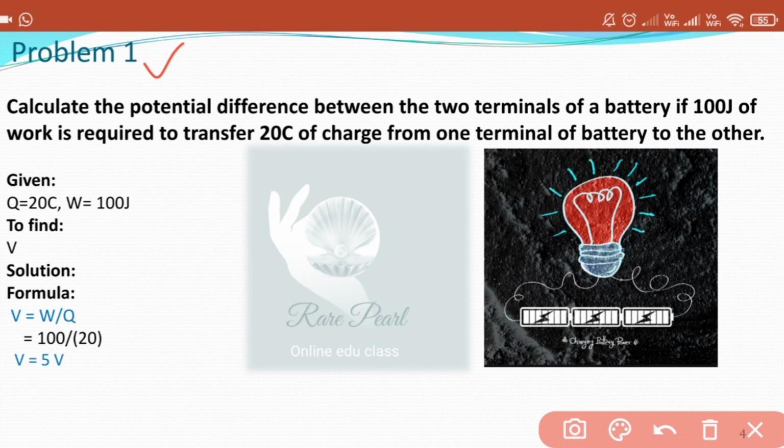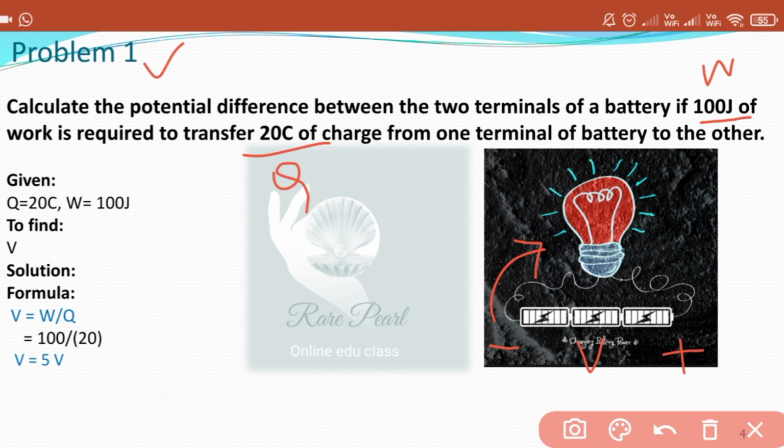Calculate the potential difference between the two terminals of a battery. We need to find the potential difference of this battery, that is the voltage, if 100 joule of work is required to transfer 20 coulomb of charge from one terminal of the battery to the other. So the amount of work done is 100 joule in bringing the charge from the negative terminal of a battery to the positive terminal.